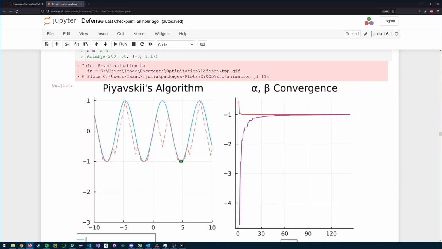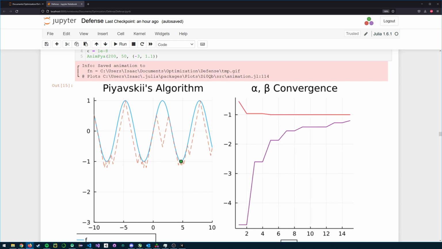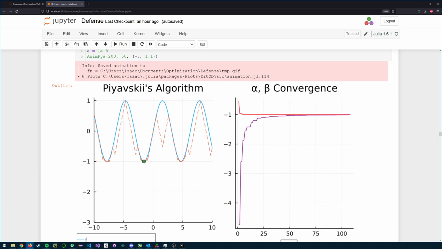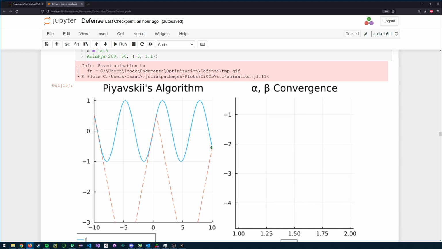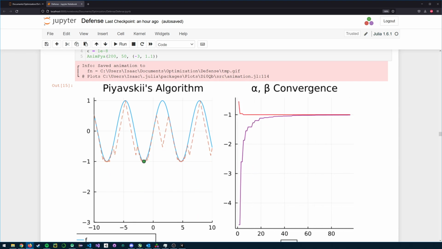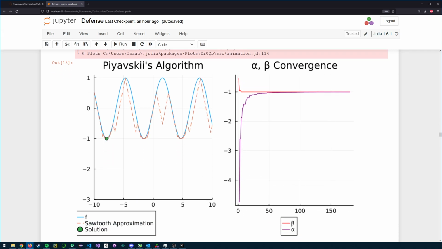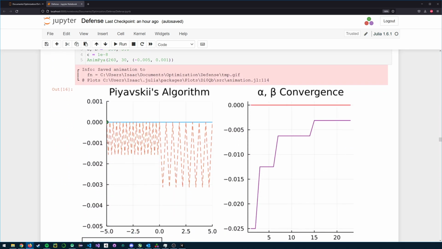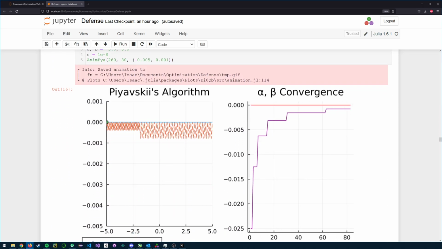Moving on to the next example here, this is just sine x. I wanted to show an example with non-unique global minima here, so you can see it does bounce between them depending on which sawtooth approximation is smallest that iteration, but it still does converge. You can see that. Kind of an interesting picture there. And then a bit of a silly example, but I have a constant function here, and you can see the same behavior.